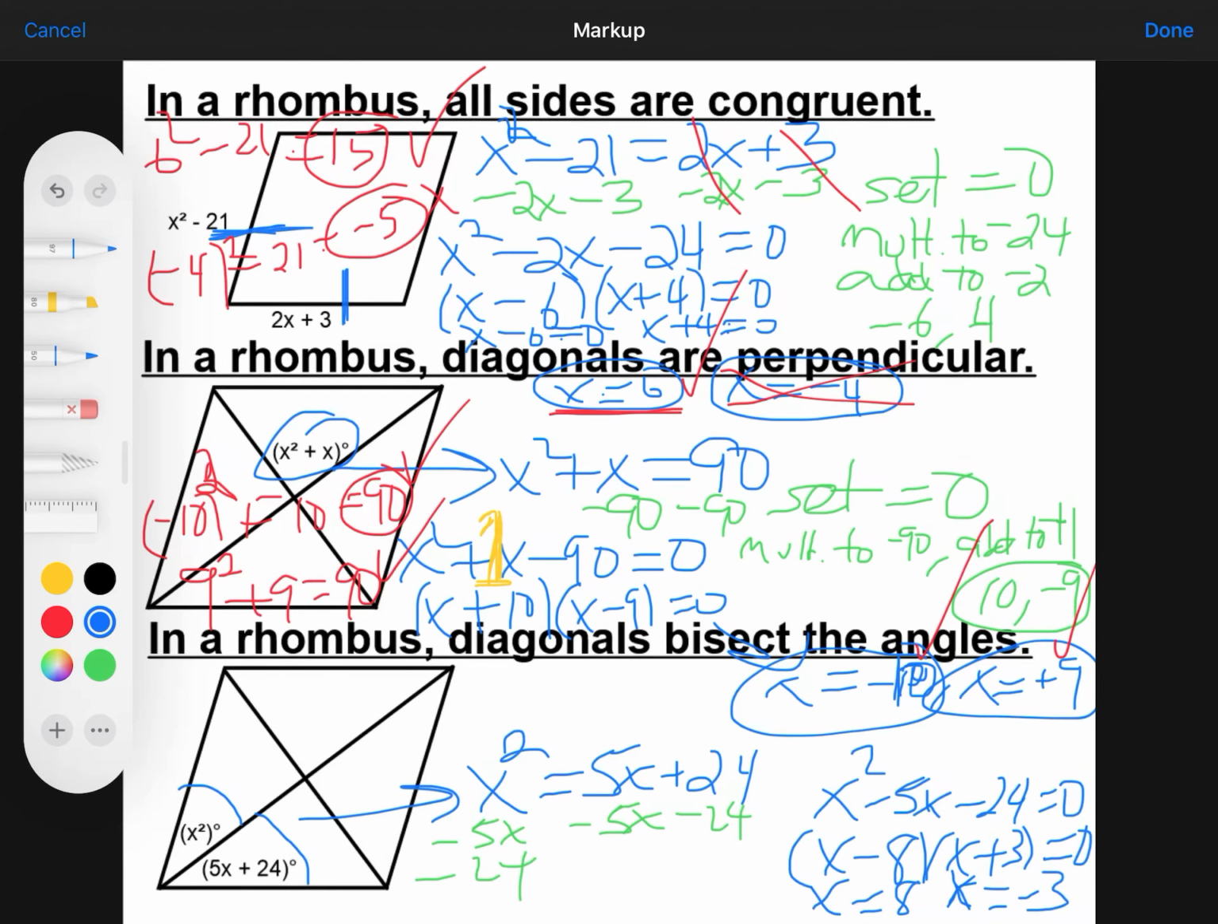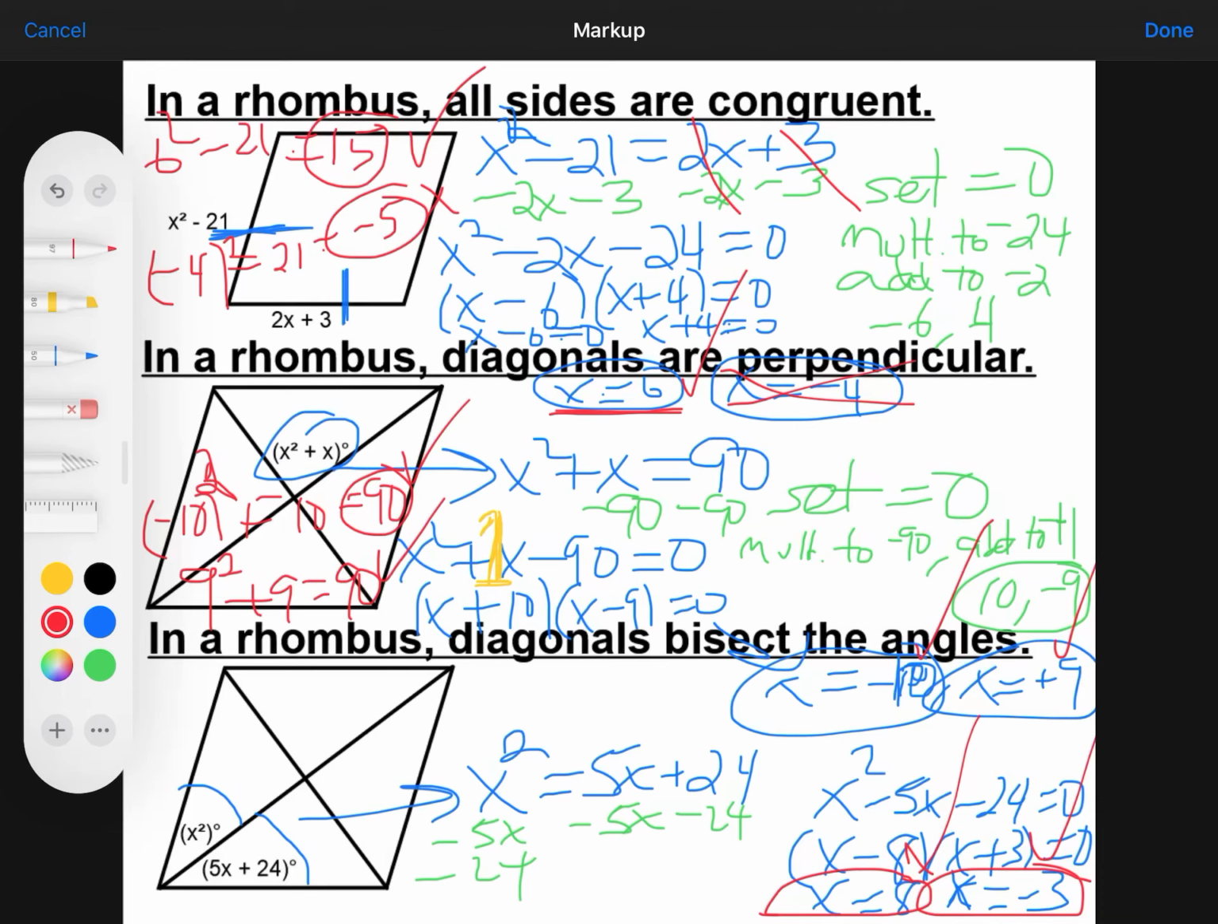And now you plug them back in. If you plug them back in, positive 8 squared is 64. All good. Negative 3 squared, positive 9. All good. Once again, we had two correct answers, even a negative one. So sometimes, like the first problem, you'll only have one correct answer. Sometimes, like the second and third problems, you'll have two correct answers. You'll always get two answers. You just need to check to see whether they're actually positive or negative.